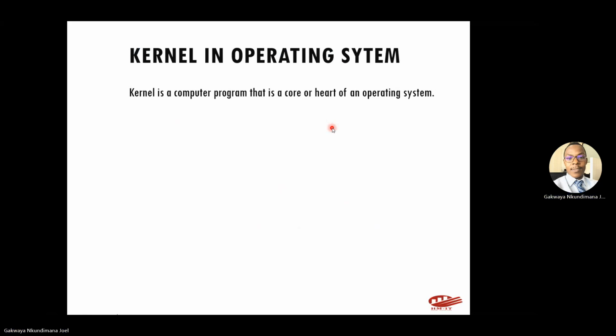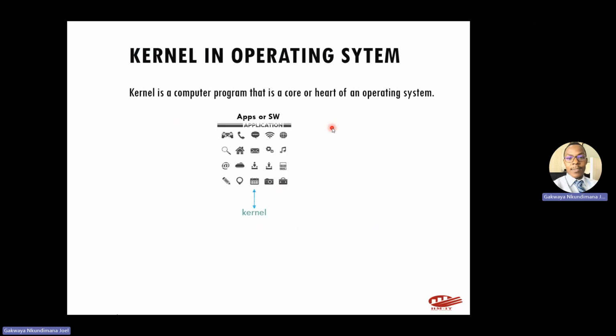So in order for a computer to work, it must have an operating system. In order for the operating system to exist, it must have what? A kernel. So you cannot separate these two. Now, I will show you what the kernel does. Here we have the application or software. The software which you have here needs to get a response from the kernel. What is the purpose of a heart in a human being? Pump blood. Okay?